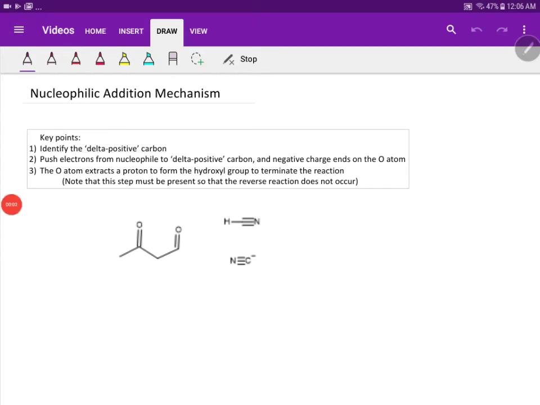Hi everyone, today I'm going to share with you how you can draw the nucleophilic addition mechanism. There are a couple of key points in this lesson. The first thing that we have to do is to identify the delta positive carbon. So what do I mean by delta positive carbon?